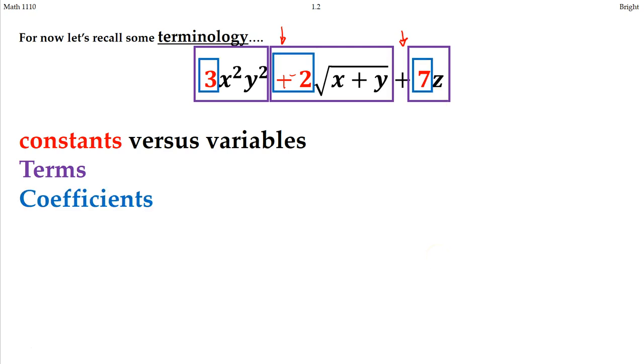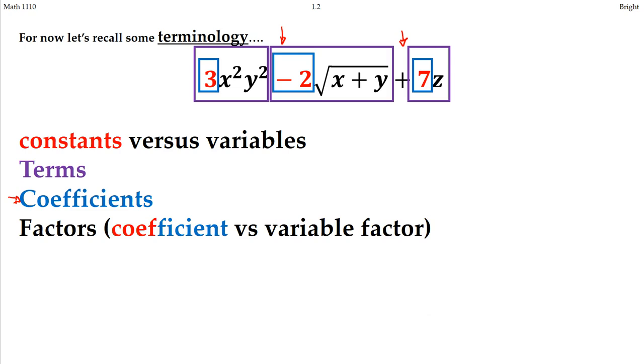Within a term, we then talk about the coefficients, and really this is where the language is a little confusing. Coefficients really are just the constants in each term. So the 3, the -2, and the 7 are both constants and coefficients. We use the language interchangeably, and more often than not, I'm going to use the language of coefficient.